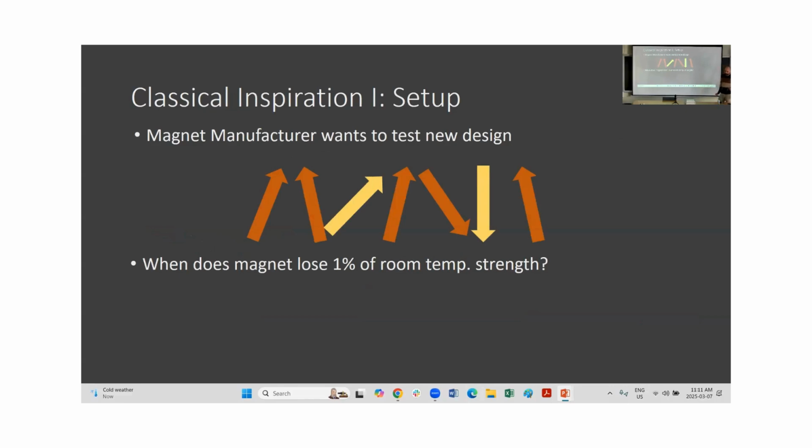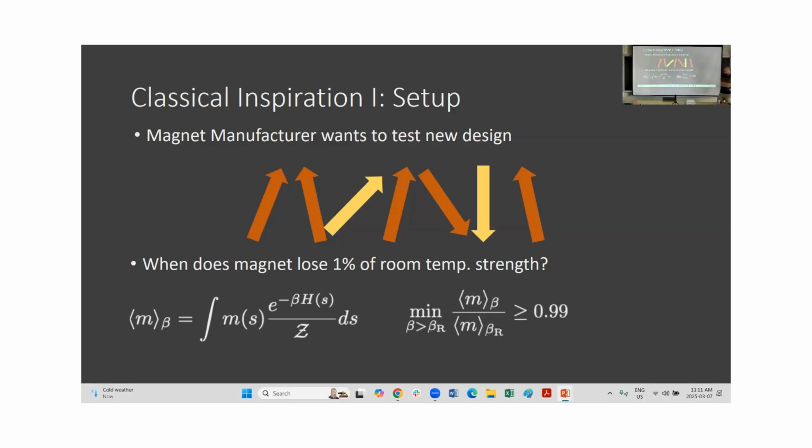Okay, so the classical algorithm that we used for inspiration starts off with the Metropolis-Hastings algorithm, which, if you aren't familiar with it, is just a way to prepare ground states of quantum systems. So you can imagine you have some spins like this, and maybe they represent a magnet, and a magnet manufacturer comes to you. They have this new architecture that has, I don't know, maybe 2 doped sites or 2 different spins, and they want you to test numerically: when does it lose, say, 1% of its strength? Okay. So the way you would do that is you come up with some thermal average of your magnetization. You average across all the different spins and the different temperatures that you're interested in. And maybe you want to find when this ratio is greater than 99%.